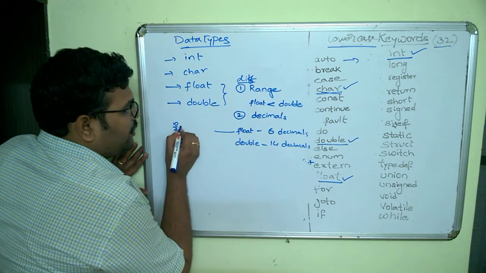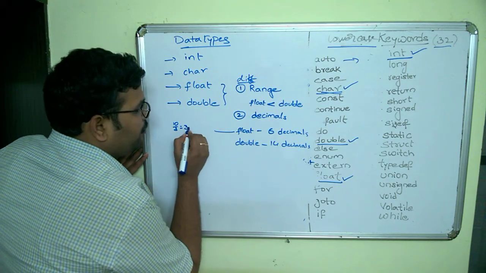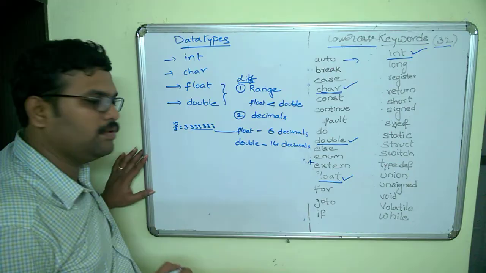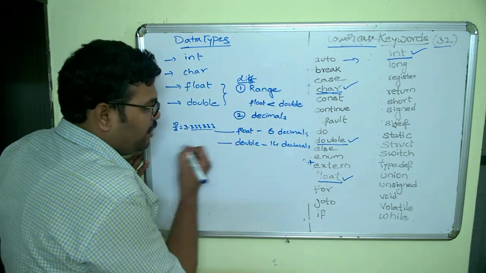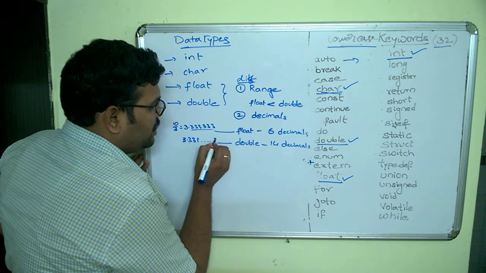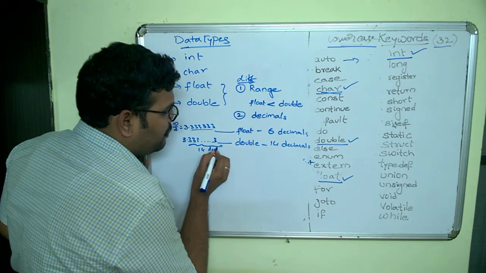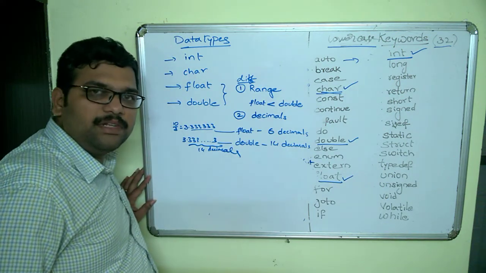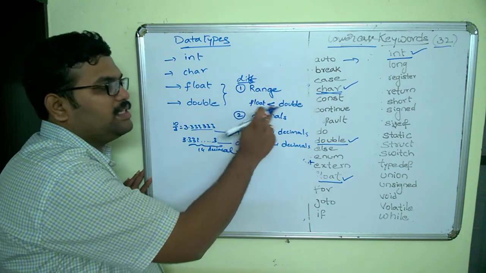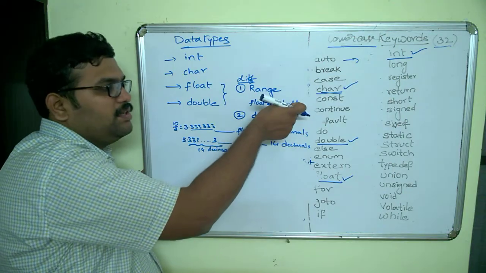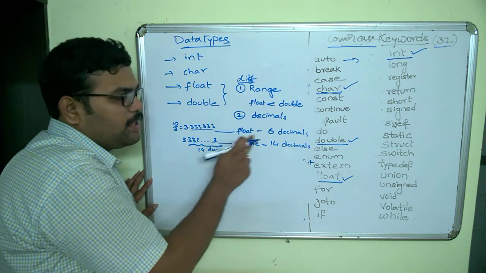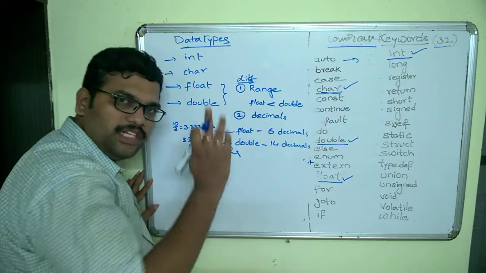Like 10 by 3, if it is a float, the result will be 3.33333 and 3. So there are a total of 6 decimals, and if it is double, 3.333 and so on. It can support up to 14 decimals. That's the main difference between float and double. One is range: the range of float is less than the range of double, so there is a higher range in the double data type. And the second one is the number of decimal positions it will support. Float supports up to 6 decimals and double supports up to 14 decimals.